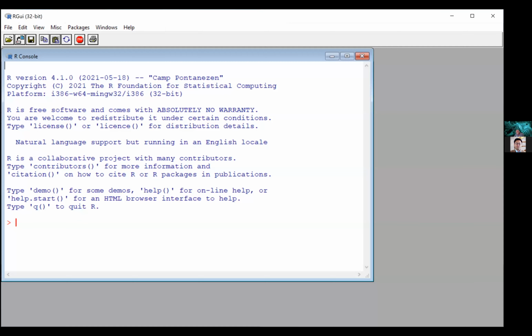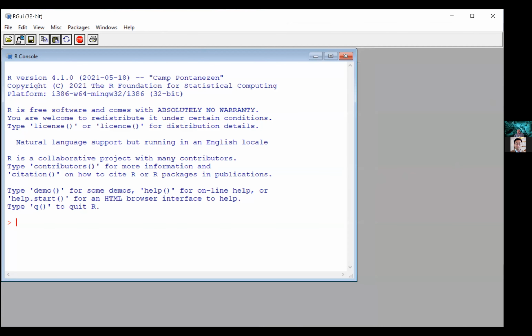You can have the R console or the straight R console. I like to use the straight R console because it's just a preference. That's exactly what it is for me. It depends on how many screens you want to be looking at while you're doing your analysis. So let's just start.